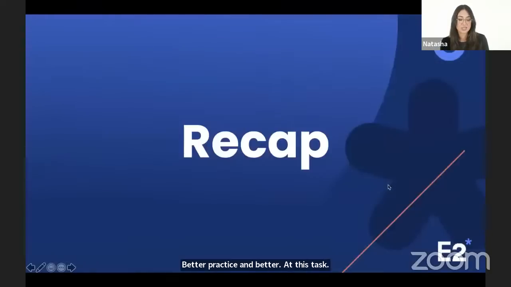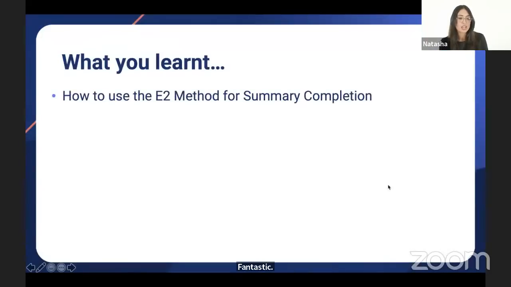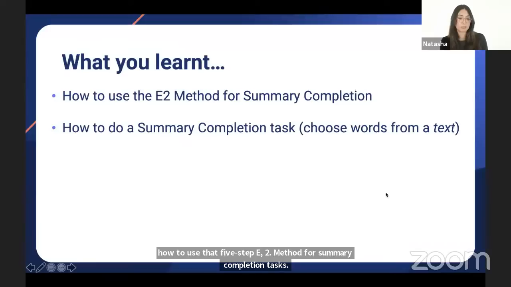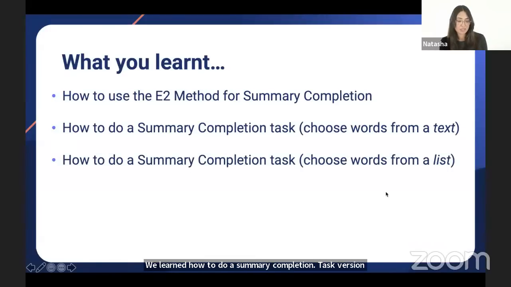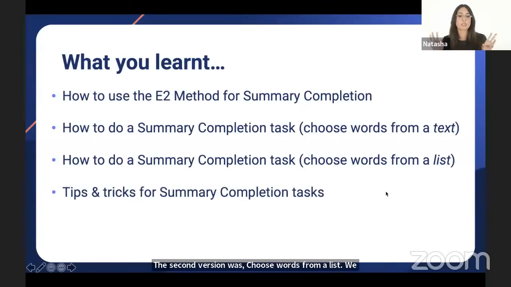Fantastic. So let's recap. What did you learn today? You learned how to use that 5-step E2 method for summary completion tasks. We learned how to do a summary completion task. Version 1 was choose words from a text. The second version was choose words from a list. We learned how to do both of those. And of course, we learned some tips and tricks along the way with those distractors, signal language, all of those types of things to help us.